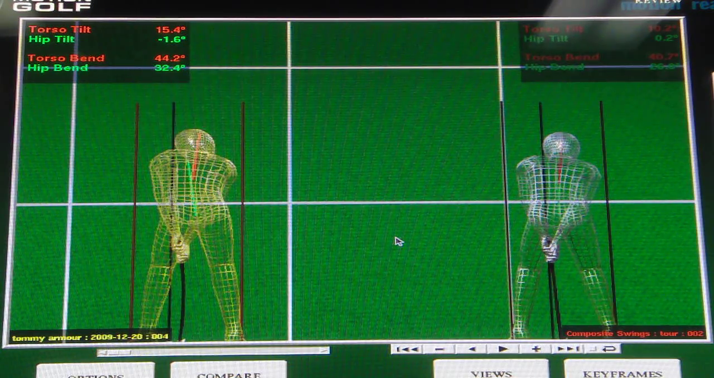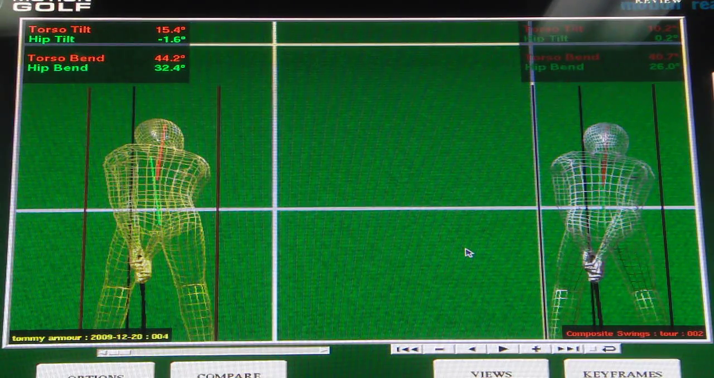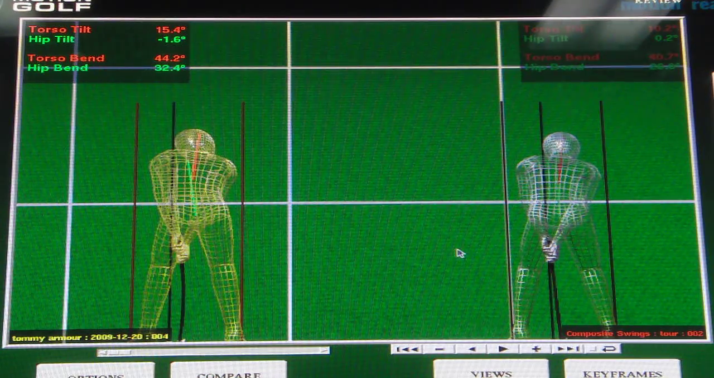So today we're going to use Tommy Armour as our guide, and we're going to use the composite swing tour model, the one on the right. So that would be Tommy Armour on the left. Tommy's had a history of injuries with his back. One of the first things we noticed that he needed to work on was his hip tilt. You can see the green line here, the one on the left, that he's in a negative hip tilt. Ideally, we'd like to see you in a positive hip tilt.